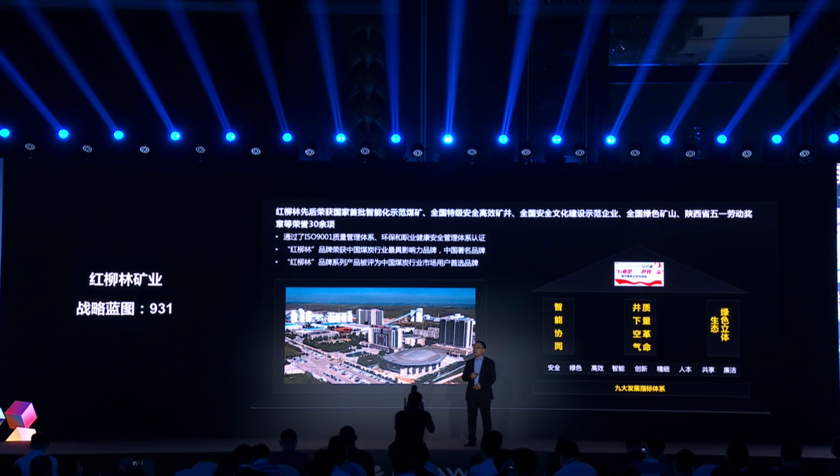This is in line with the strategy of the central government and new development philosophies of the state, like innovation, coordination, green, openness, and sharing. It is also aligned with the business positioning of Shanbei Mining Company. It is also an integral pursuit of Hong Liuling. Three refers to the three pillars in the middle: intelligent collaboration, underground air quality control, and green ecosystem. And one refers to one vision, that is to build the industry's number one and world-class modern coal mine company.